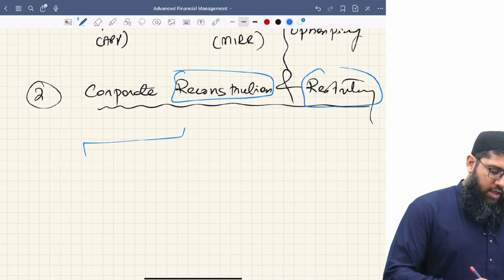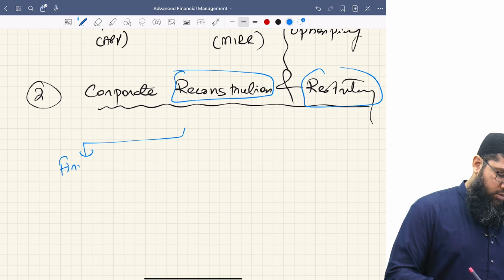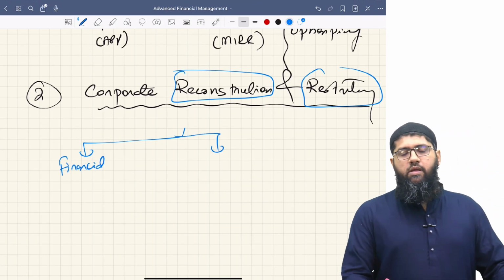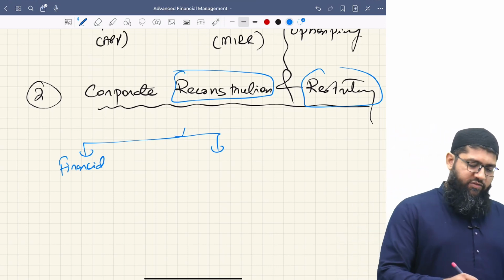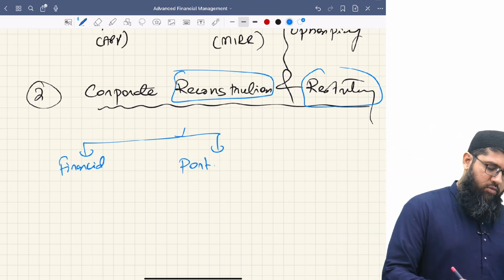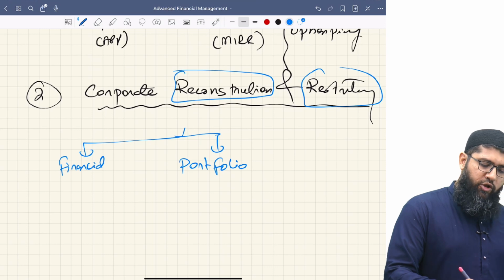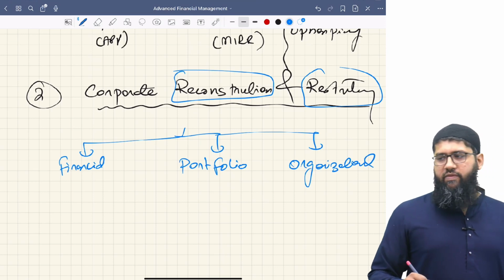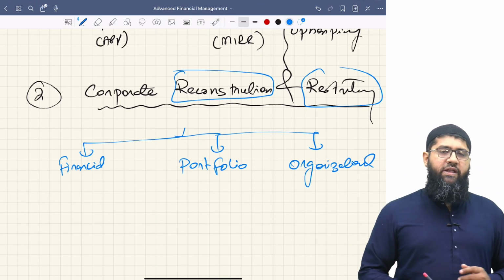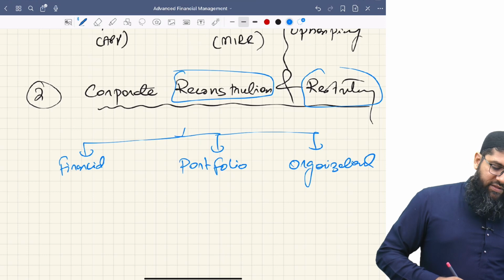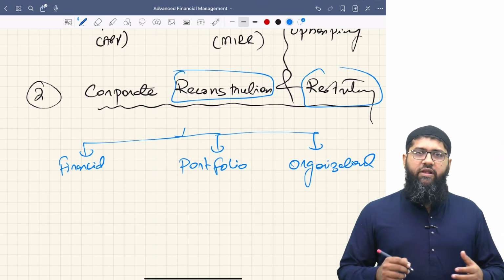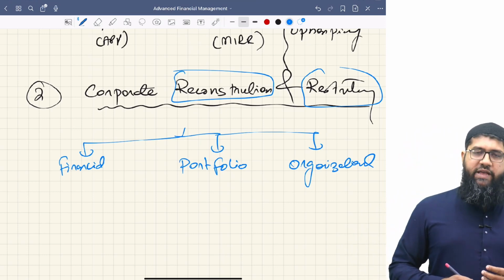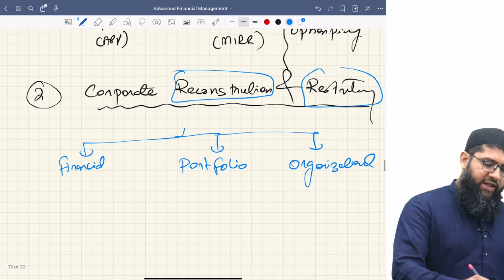And what are they? Number one is termed as financial reconstruction. The second one is termed as portfolio reconstruction. And the third one is termed as organizational reconstruction. Now what exactly is the difference between the financial reconstruction, portfolio reconstruction, and the organizational reconstruction?